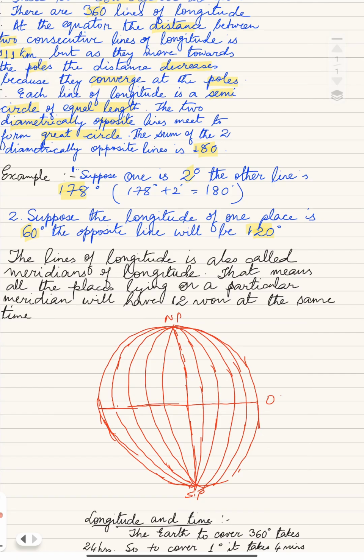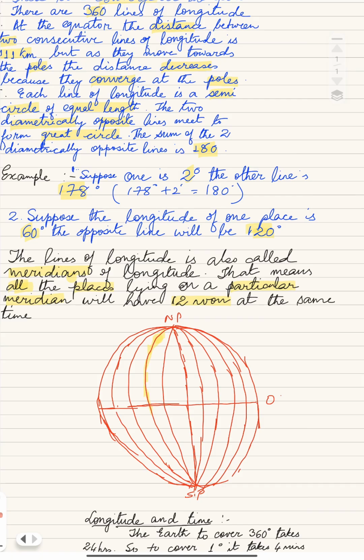The lines of longitude are also called meridians of longitude. That means all the places lying on a particular meridian will have 12 noon at the same time. Suppose this is one line of longitude. Now all the places lying on this particular line of longitude will have noon at the same time.